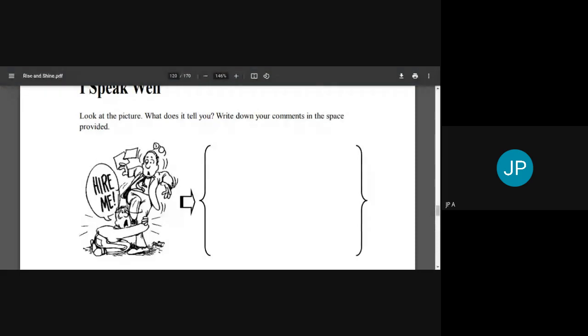So this picture, a guy is falling at the feet of somebody to get him a job, to give him a job. Is this the way in which we can get a job? Can we get a job in this manner? No, we cannot get. So this is not the method. Then how do we get a job? What is the method? What are the processes involved?